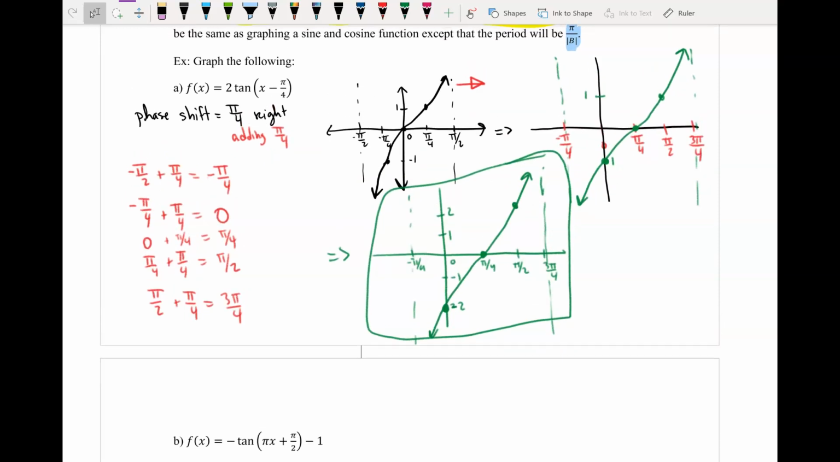One of the other things that you could have done is just look at the asymptotes, move the asymptotes over pi over 4 units, and then find the midpoints as well. So you could have also done that, find the midpoints of all these.